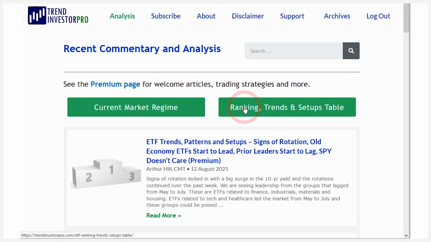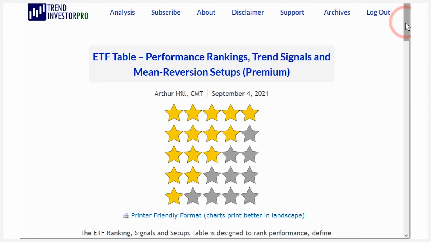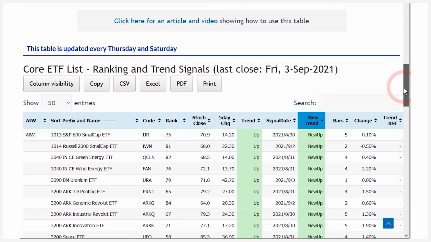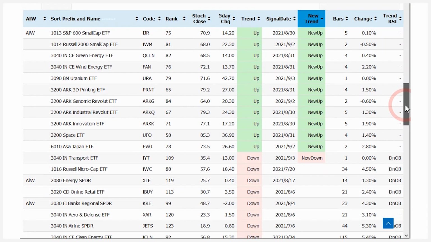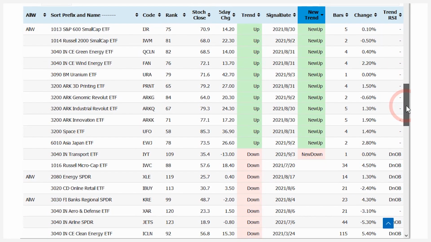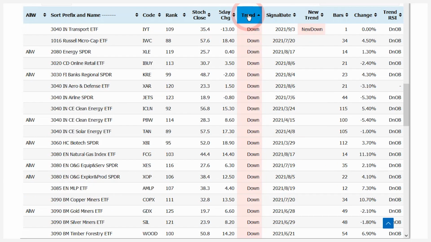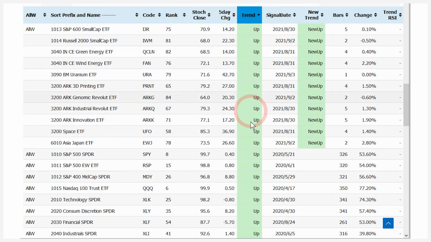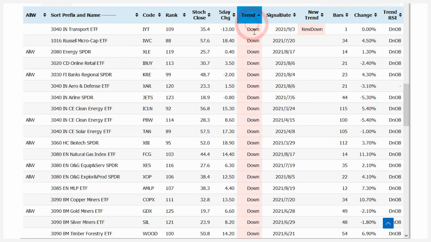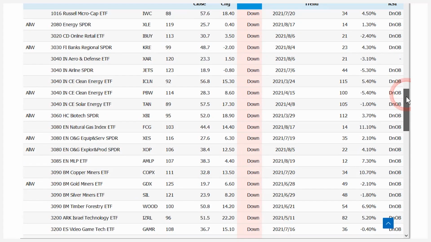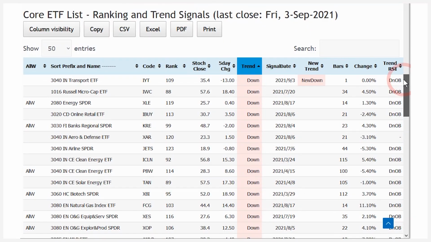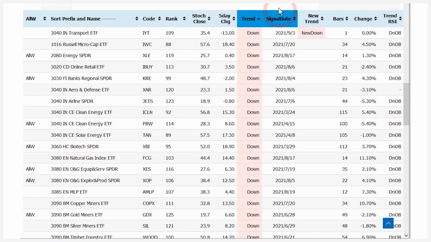So I want to show you the ranking trends and setups table at Trend Investor Pro because we got some new uptrend signals because I'm tracking Stoke Close signals for 128 ETFs in the core list. And so on this table here, if you click the trend heading, you can see all the trends. So there's all the uptrends. And then you click again, you can see the downtrends at the top, and you can scroll down to see all of them. We still got quite a few ETFs in downtrends, but we have a column for new trends.